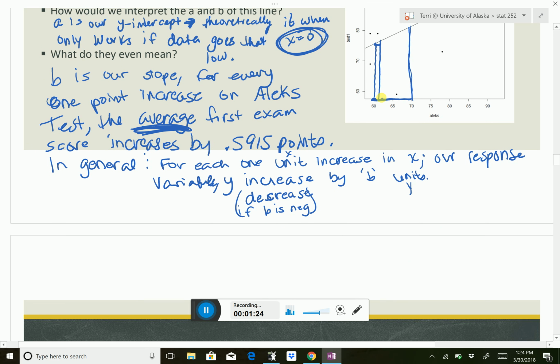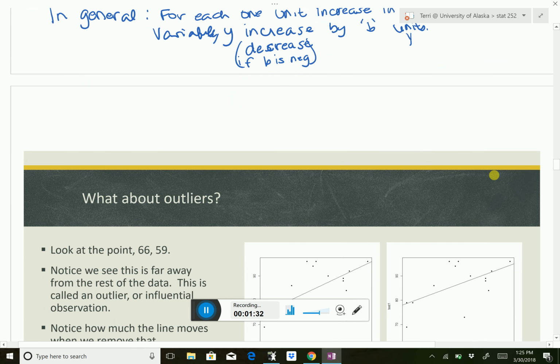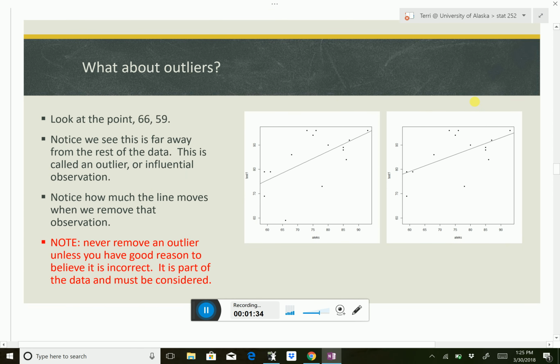So an increase of 10 units would increase it by almost 6 points. Okay, so what about those crazy outliers? First I want you guys to look at the point 66, 59. That's 66 on the ALEX test and 59 on the first exam. That's this point right here.